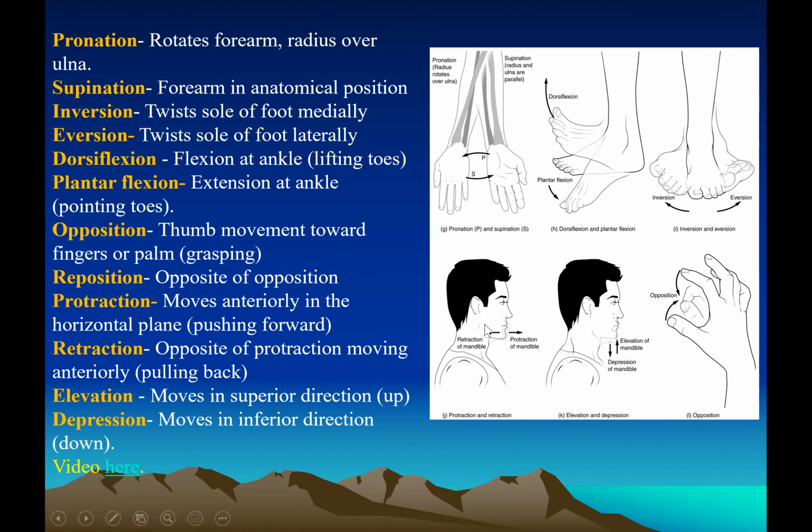Protraction and retraction: a good way to understand is when you stick out your jaw, to move it anteriorly in the horizontal plane is a protraction. When you pull it back is retraction. Elevation is when you move your jaw in a superior direction, and when you drop your jaw, it's depression. That's why the doctor puts a tongue depressor when he or she wants to see your oral cavity. There's a very good video here that explains all these dynamic movements that are possible in synovial joints.